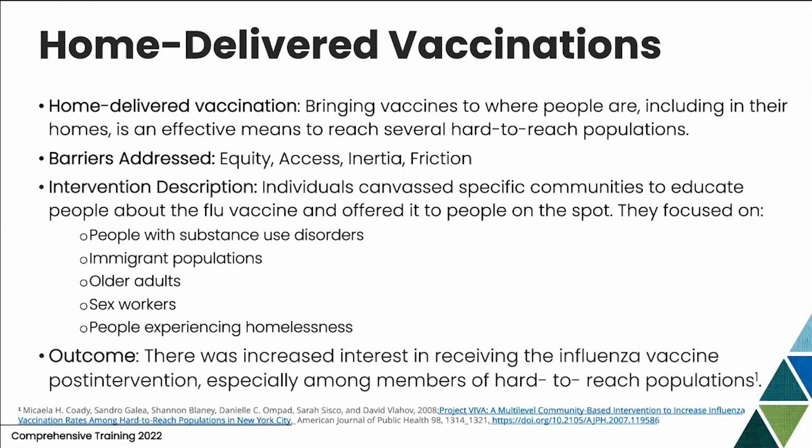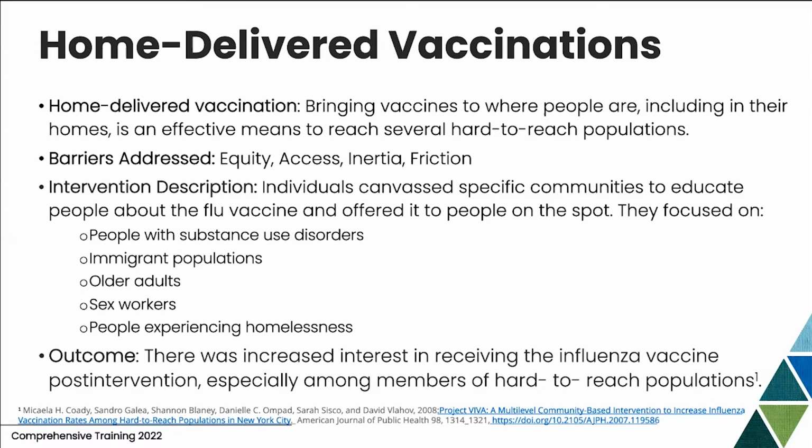So let's talk a little bit about vaccines that are delivered at the house. These are situations where we bring vaccines to where people are, including in their homes, as an effective means to reach several hard to reach populations. Some of the barriers that this kind of intervention type can address are issues related to equity, to access, inertia. So maybe there's some desire to do it, but you get caught up in your life or your routine, and you don't actually do it. And any friction, any obstacles that may stand in your way between you and the vaccine.